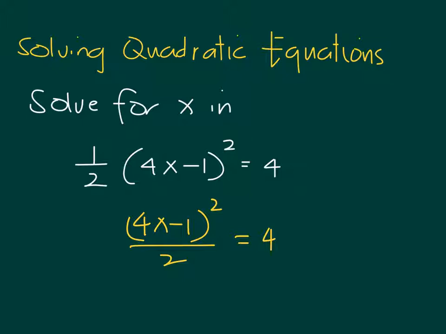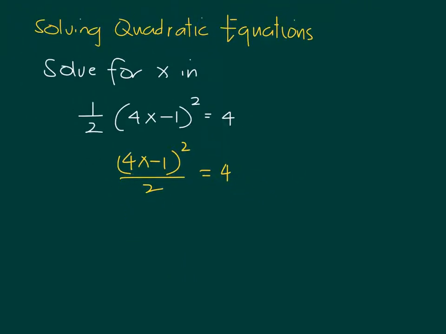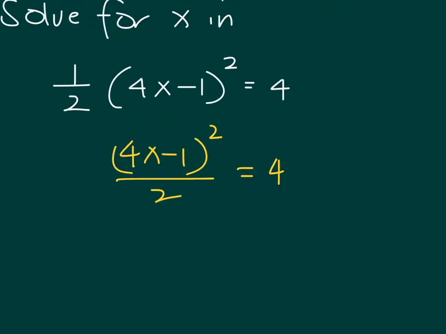equals 4. If you are used to what people normally say, cross multiplication, they use it as a technique in solving equations. You could actually multiply the 2 on the other side.